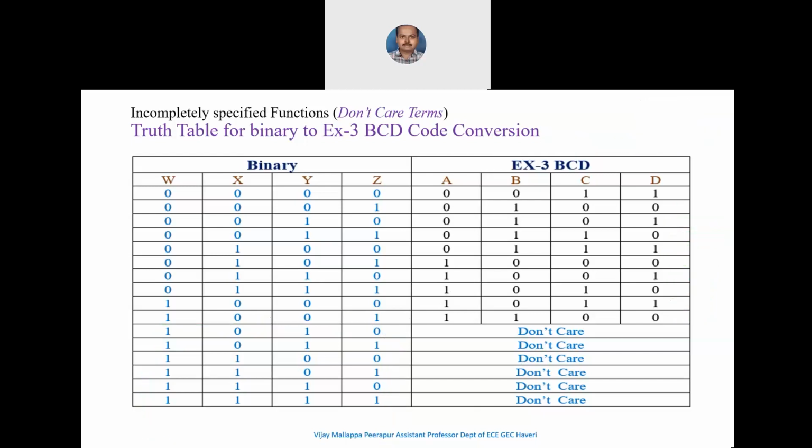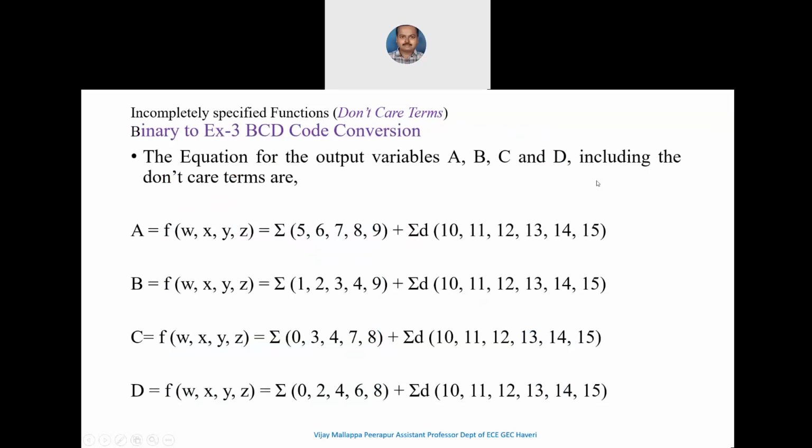So now, if I want to get a simplified expression for all four output variables A, B, C and D, you need to include the don't care terms for all the output variables, because for all these input combinations it is applicable for A, B, C and D. So how do you write it in decimal equivalent notation?